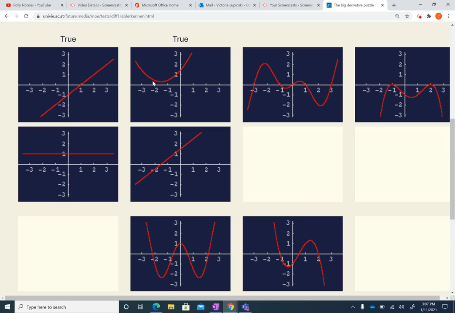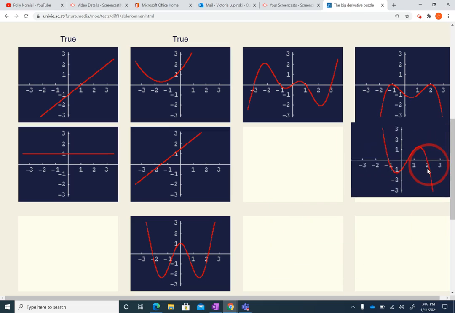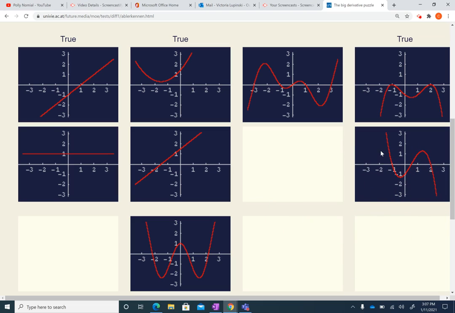Taking a look at the ones that are left, the one on the far right looks like a negative quartic to me, the derivative of which would be a negative cubic. So this positive region would imply an increase. This negative region would imply a decrease. Then positive, another increase, and then negative, another decrease.